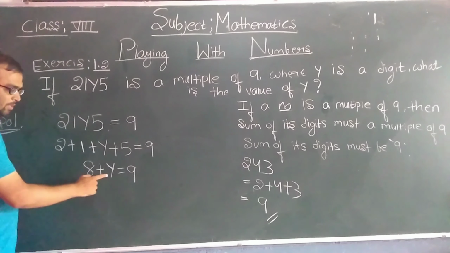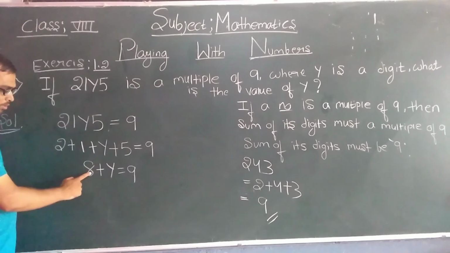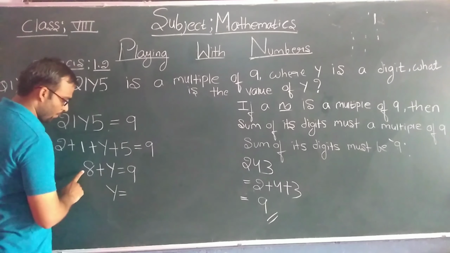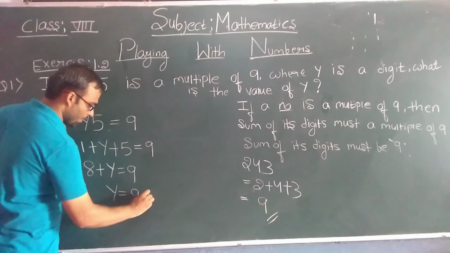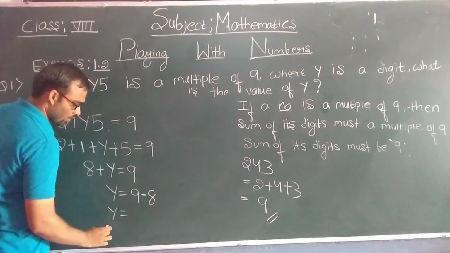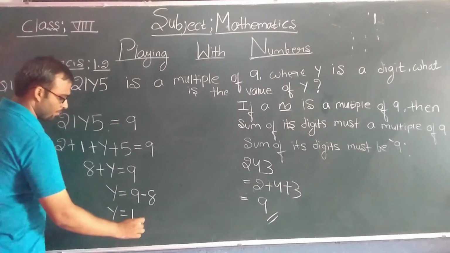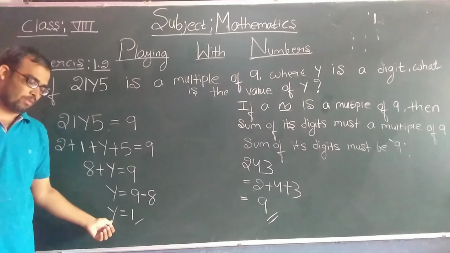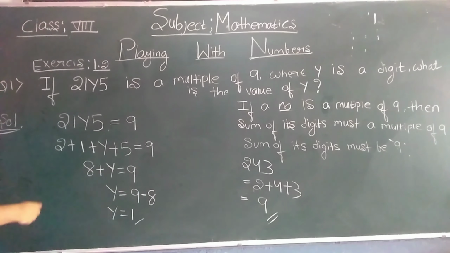So here 8 plus y is equal to 9. When you send the 8 to the other side, it becomes minus 8. So 9 minus 8 is what? 9 minus 8 is 1. Therefore, the value of y is 1. So the number is 2115.